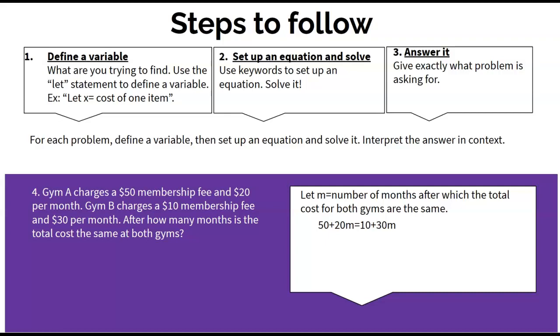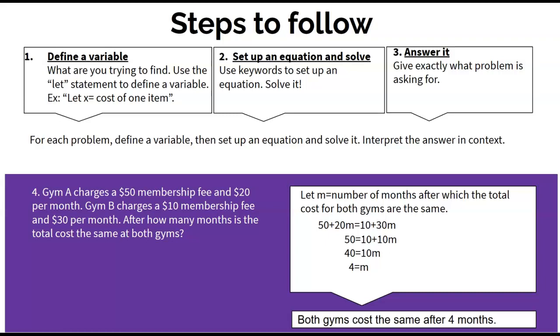Very good. Now let's solve. What is your first step there? And you are correct. You subtract 20M from both sides. And you end up with 50 equals 10 plus 10M. So then we take away 10 from both sides. And we get 40 equals 10M. So M in that case equals 4. And so when I answer in context, I would say both gyms cost the same after 4 months.